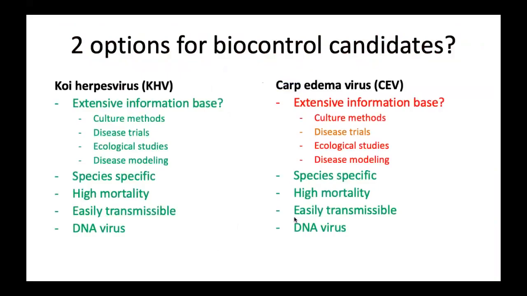So, do we have two options for biocontrol agents for common carp biocontrol in Minnesota? Kind of yes and no. Both of these pathogens, carp virus and KHV, kind of satisfy the traits that we wanted, where they're species specific, high mortality, and easily transmissible.